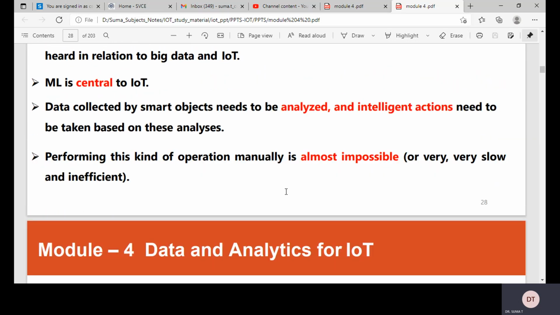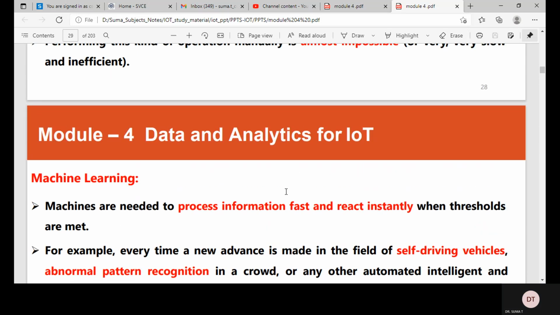As I told you, machine learning is central to IoT, right? Data collected by smart objects needs to be analyzed, and intelligent actions need to be taken based on this analysis. Performing this kind of operation manually is almost impossible, or very slow and inefficient. So machines are needed to process information fast and react instantly when thresholds are met.